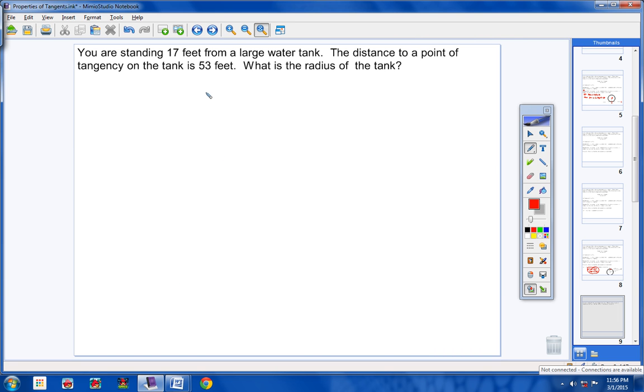You are standing 17 feet from a large water tank. So here's the large water tank. You've seen these in cities and stuff like that. Here it is, really big, and you're standing right over here, feeling kind of small, okay? So there we go. Now, you're 17 feet from the large water tank.